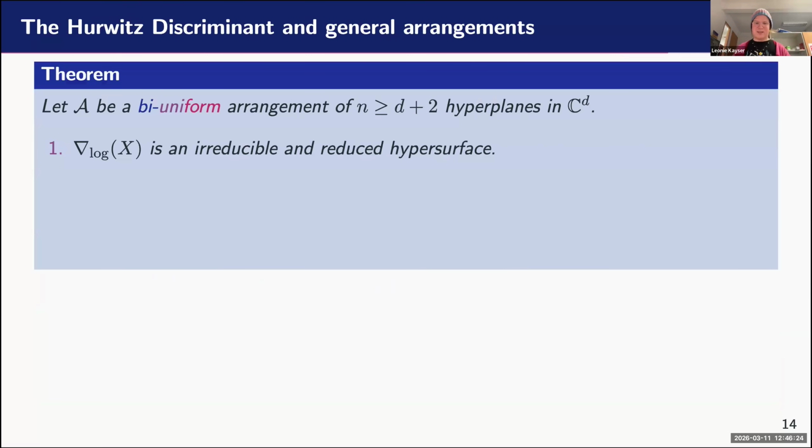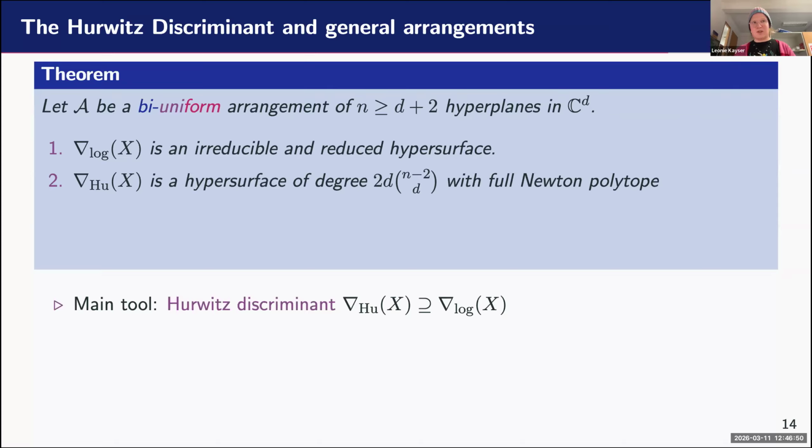And equipped with this, I can finally give you the main result of our work. We take again a generic arrangement, so all the matrices that we care about are uniform, and we previously knew already that the discriminant is an irreducible variety. And now, equipped with this extra tool, we can also show it's indeed a hypersurface. And then there is a second discriminant that comes up in a technical construction, and it's a hypersurface that contains the logarithmic discriminant, and it has degree 2d times n minus 2 choose d, and full Newton polytope.